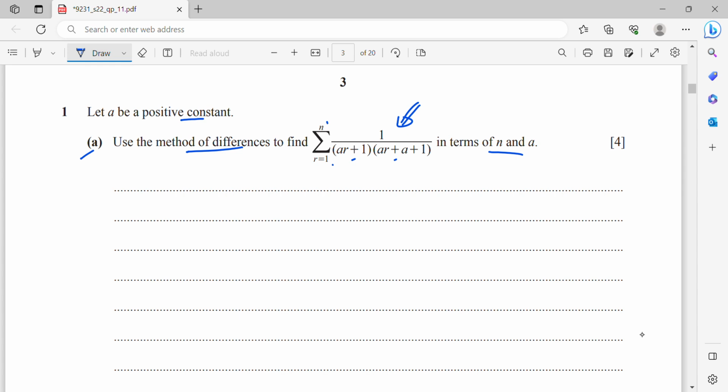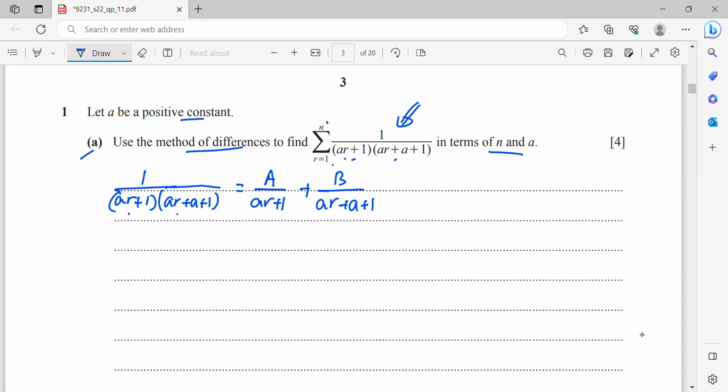So 1 over (ar plus 1) multiplied by (ar plus a plus 1). Okay, so now our variable is r. Since the first bracket has r with degree 1, and the second bracket also has r with degree 1, we will treat these two as linear factors. So it will be A over (ar plus 1) plus B over (ar plus a plus 1).